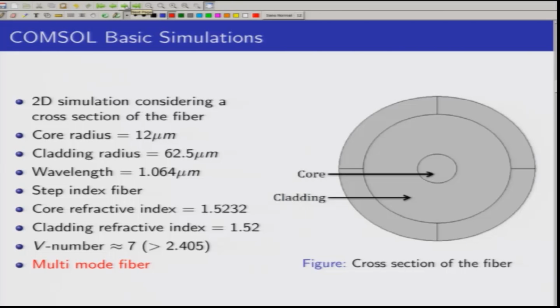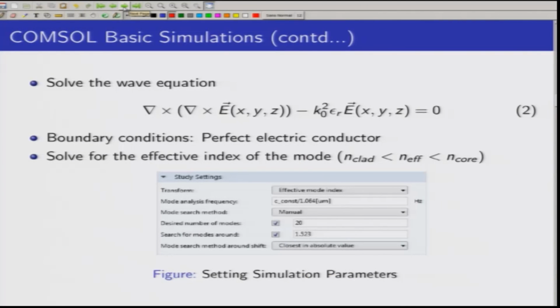So now we have defined the geometry and also defined its properties. Now we have to set up the problem in COMSOL. For that, we need to say what we are going to solve. We are going to solve the wave equation, given here in equation 2, and apply a boundary condition of a perfectly electric conductor.